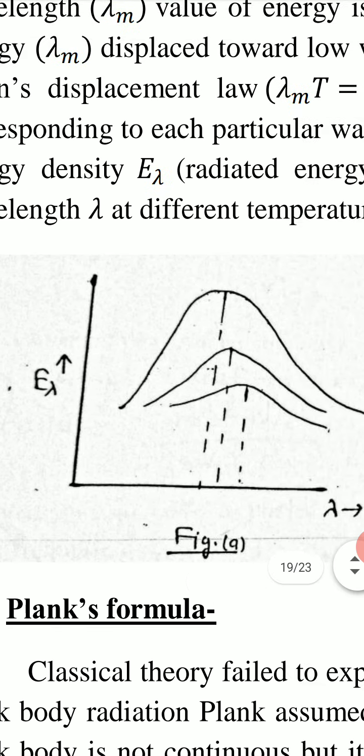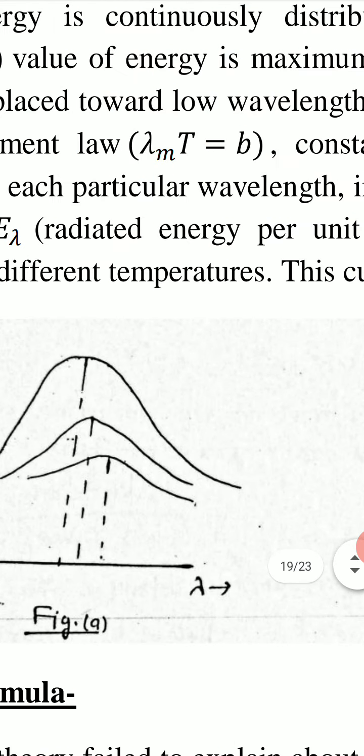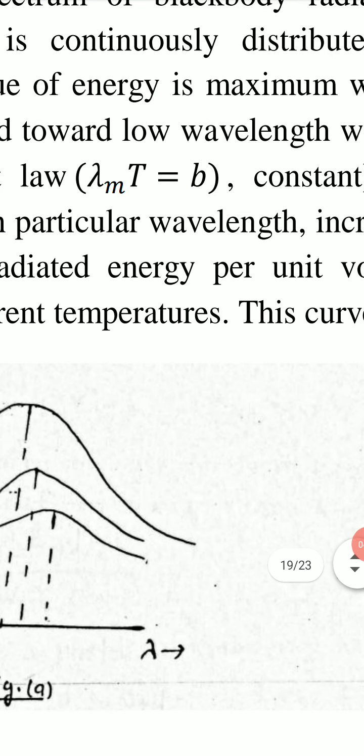And Wien's displacement law is this. Lambda m into T equal to b. b is a constant. So this is Wien's displacement law. This shows that when temperature T increases, lambda m will decrease, because lambda m into T is constant. So when T increases, lambda m will decrease.